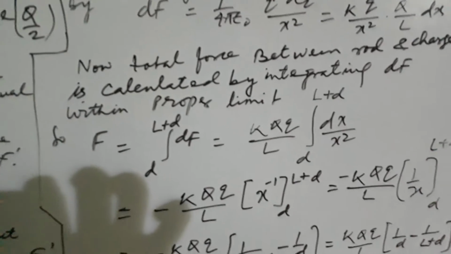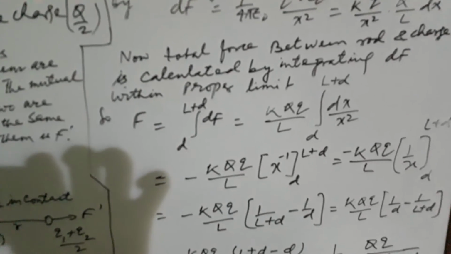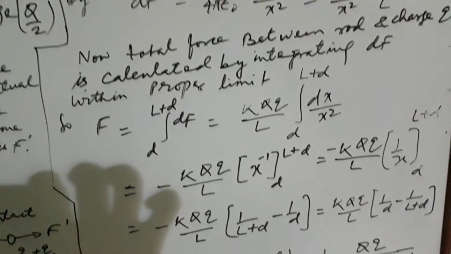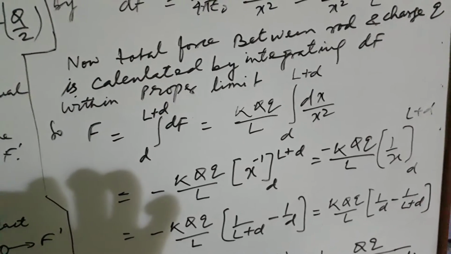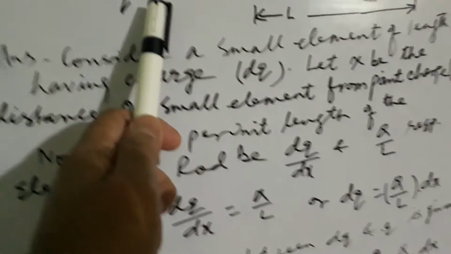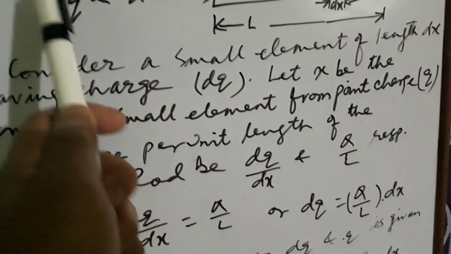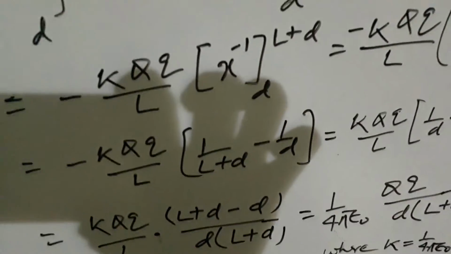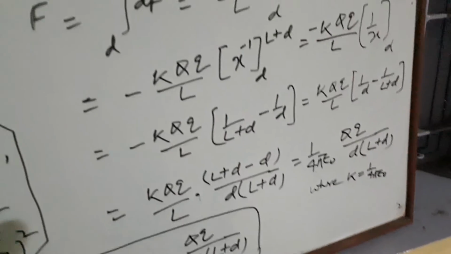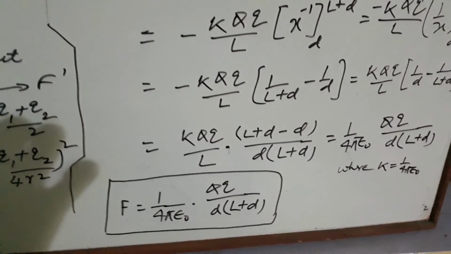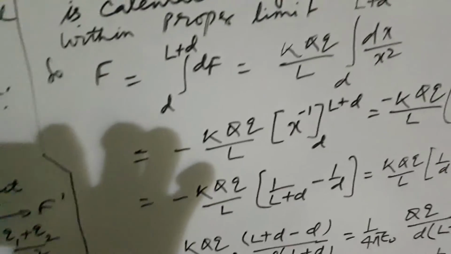Now to find the total force between the rod and charge q, we will have to integrate dF within proper limits. So the net force F is given by integrating dF between the limits d and L plus d. When we integrate the small force dF in the proper limits d to L plus d, we find the total force between this q and the whole rod. After calculating, we get the value of force as 1 by 4 pi epsilon naught Q q by d into (L plus d).